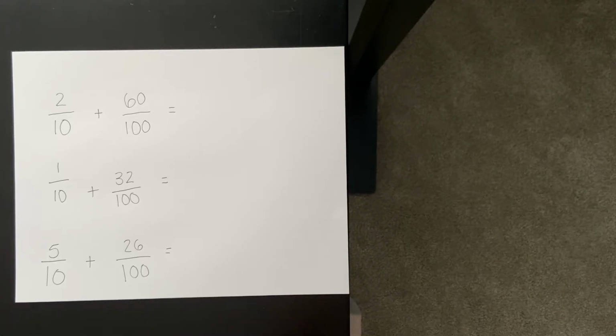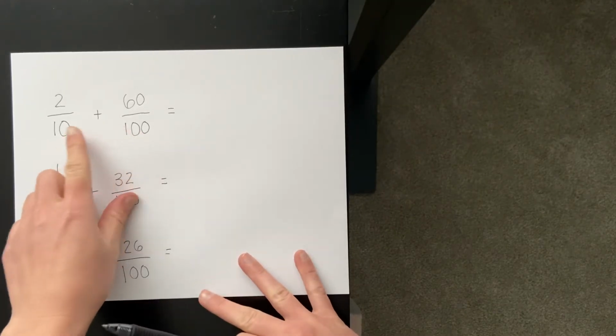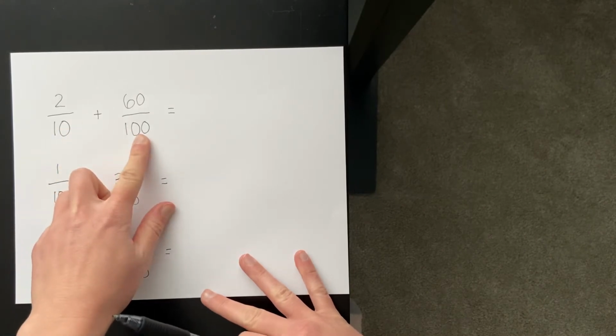For number 3, we're going to be adding up some fractions. Before we start, remember the denominators, or these bottom numbers, need to be the same before we can add them up.